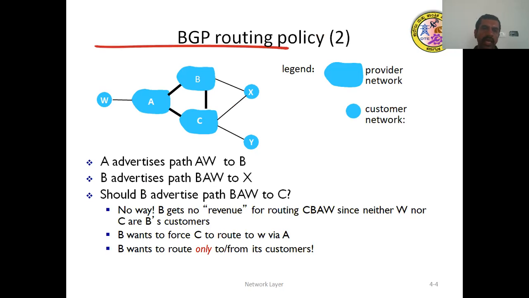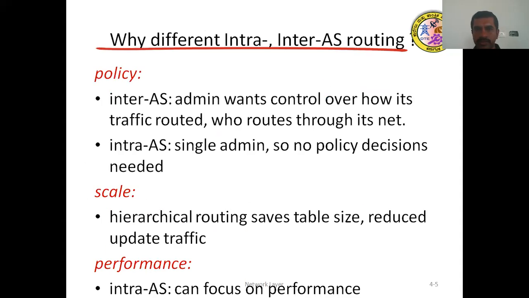The second policy of BGP: A advertises a path AW to B. B advertises the path BAW to X. Should B advertise the path BAW to C? No, B gets no revenue for routing CBAW, since neither W nor C are B's customers. So B wants to force C to use the route to W via A. So B wants to route only to or from its customers.